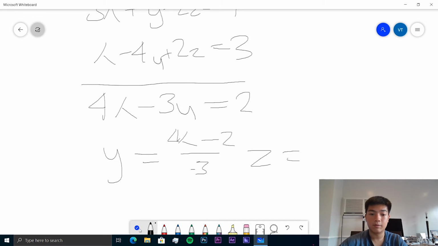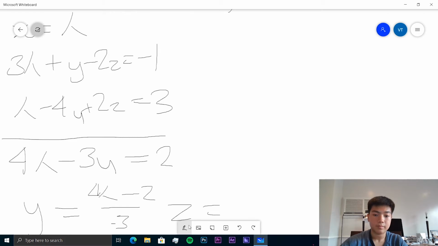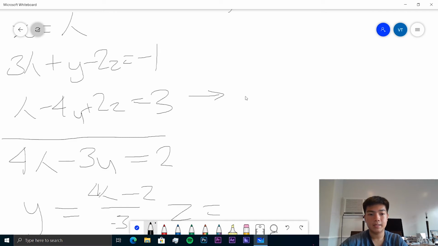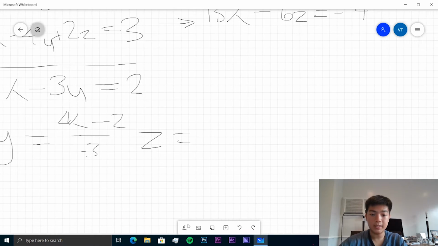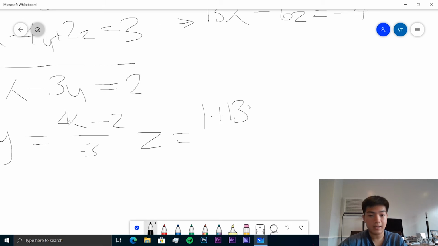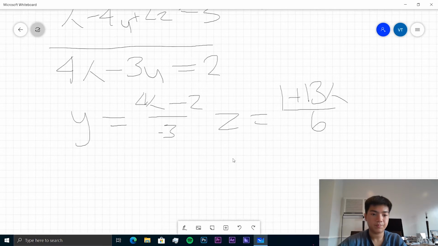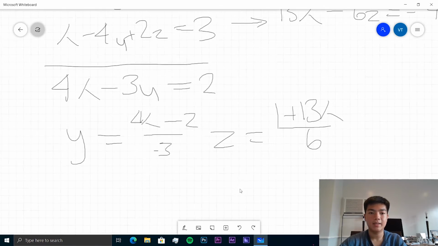And then z is therefore equal to... this is going to be 13 lambda minus 6z is equal to negative 4. So negative 4 plus 3. So z is equal to 1 plus 13 lambda over 6. So that's the equation of the line.